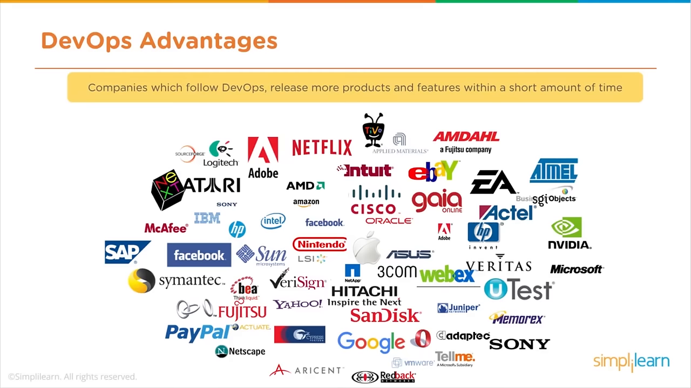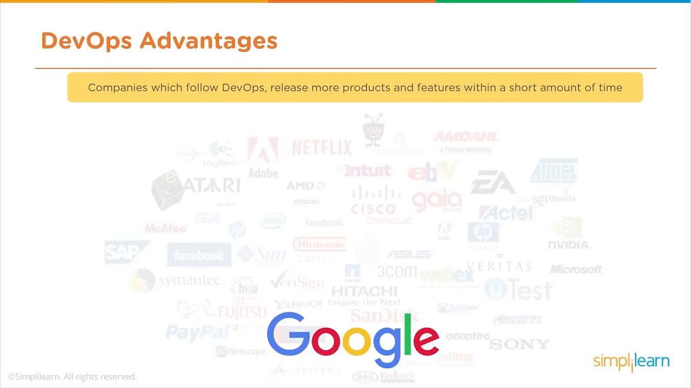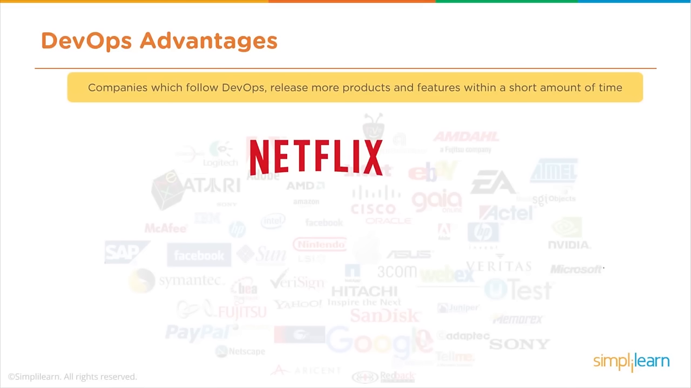If we take any one of these companies, such as Google, on any given day, Google will actually process 50 to 100 new releases on their website through their DevOps teams. In fact, they have some great videos on YouTube that you can find out on how their DevOps teams work. Netflix is also a similar environment.